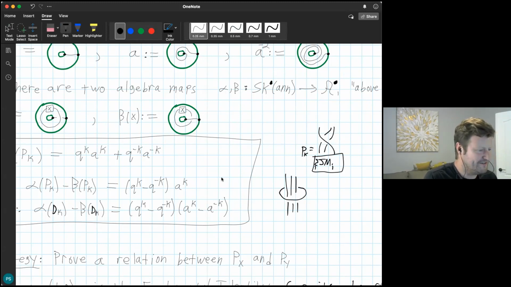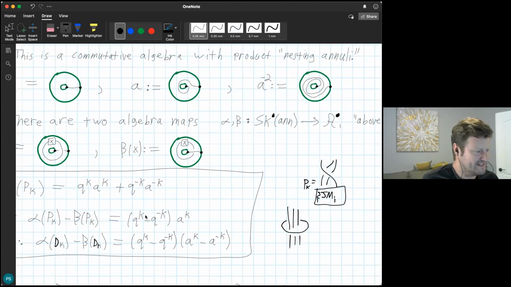Right. So if you wanted to do this commutation relation in the Hecke algebra with n strands, you would get the sum of n Jucys-Murphy elements, each raised to the power k. So this is the n equals 1 case, because there's one dot.